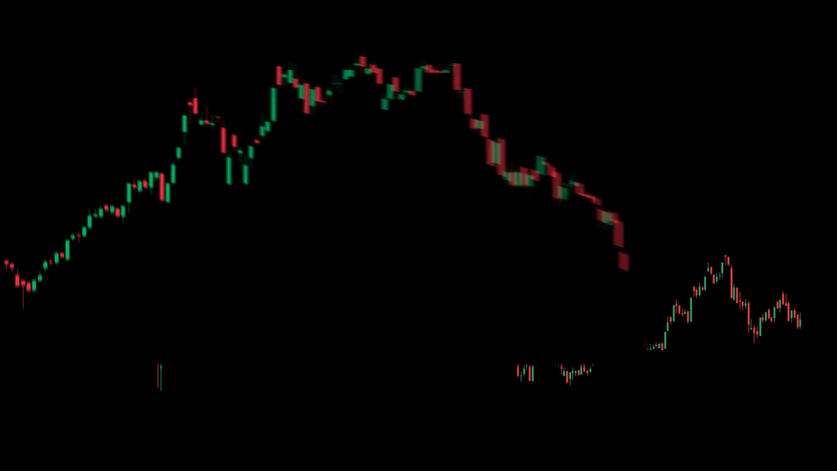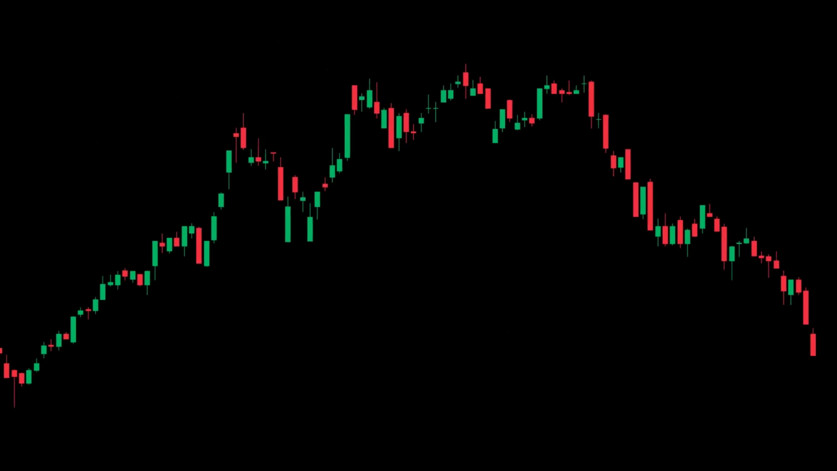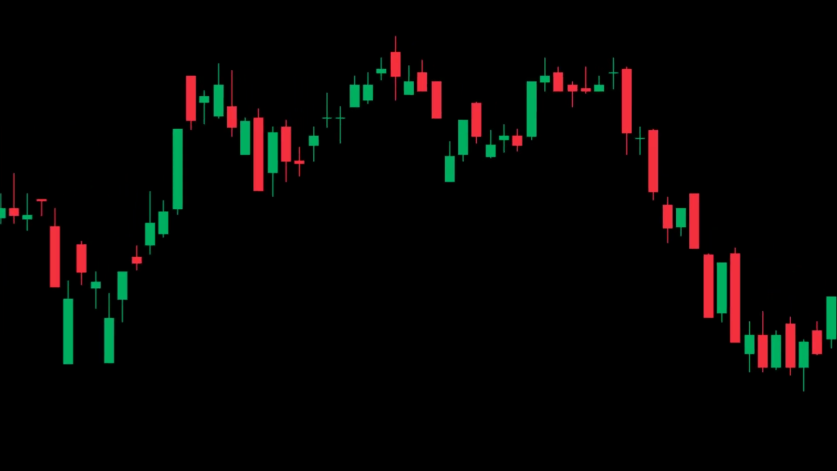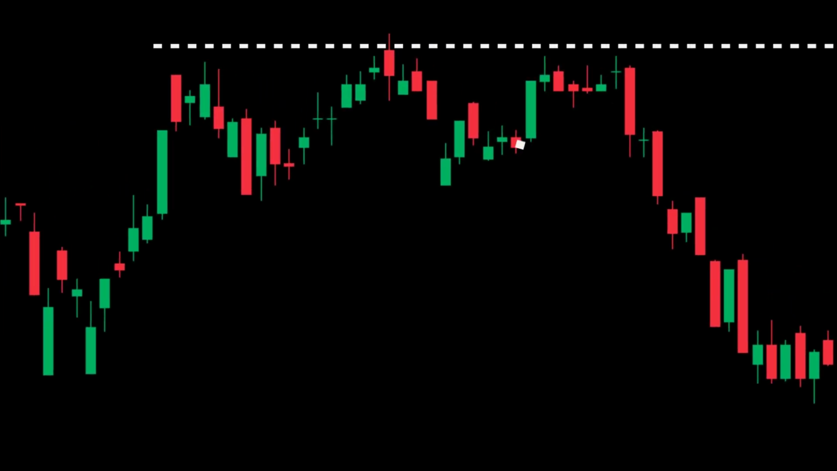Now let's move to another example. First, we identify an important resistance level where the price has previously reversed. Then the price comes back to this resistance zone and forms a double top pattern. To confirm this reversal, the price needs to break below the neckline here and create a lower low.